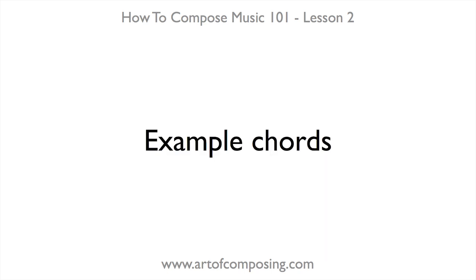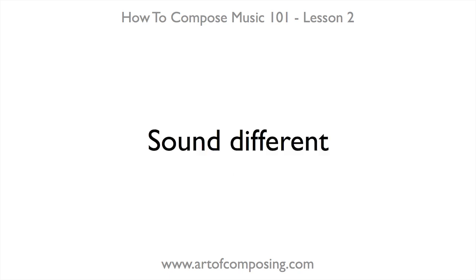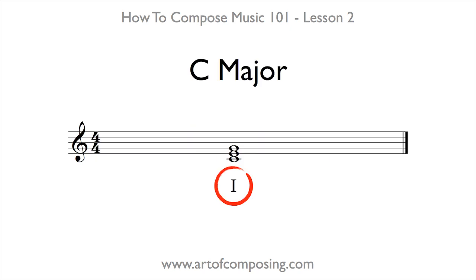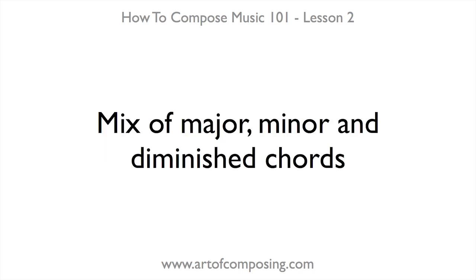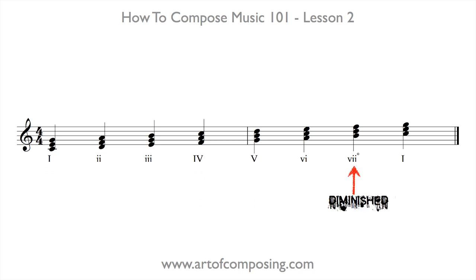Let's look at a few different chords. In C major, tonic has a third of E and a fifth of G. We do the same for other chords. Starting on D, the third is F, and the fifth is A. Now you may have noticed that they have a fundamentally different sound. This is because of their tonality. The first one, C, is a major chord, and the second one, D, is a minor chord. In each scale, as you build the chords, you'll find a mix of major, minor, and even a diminished chord.